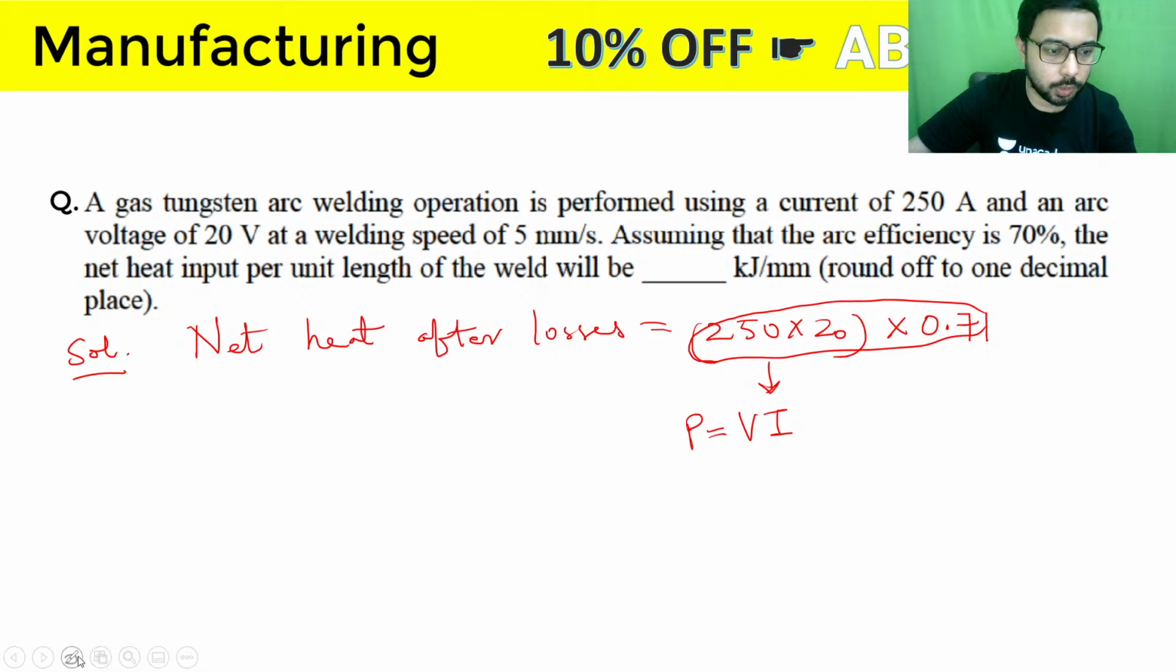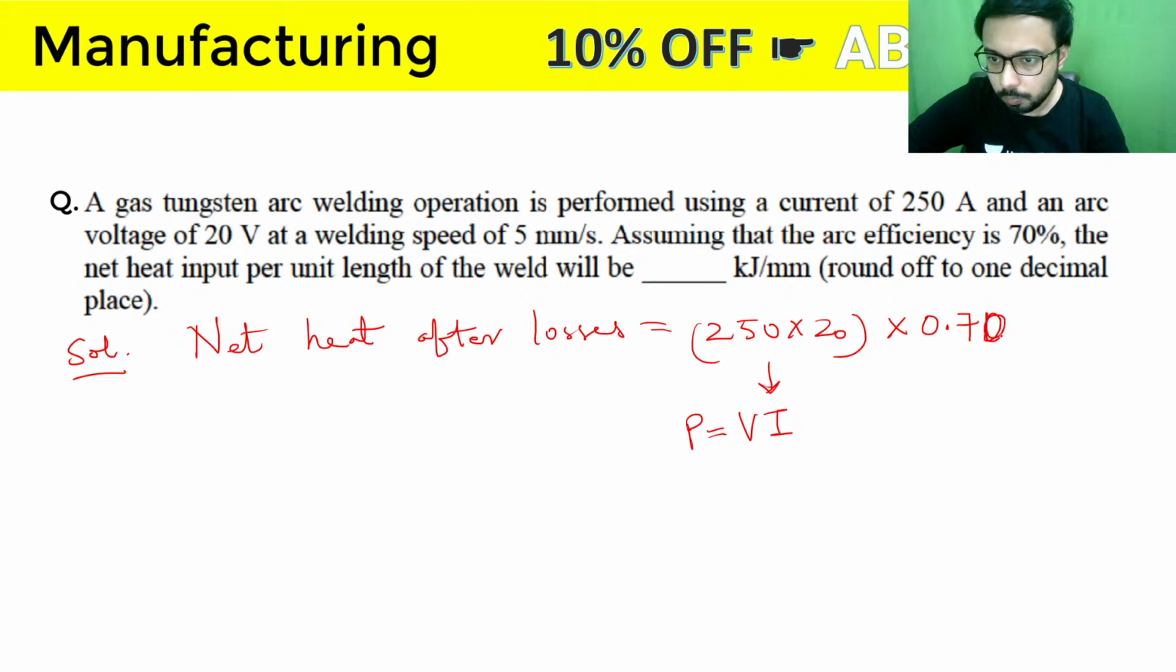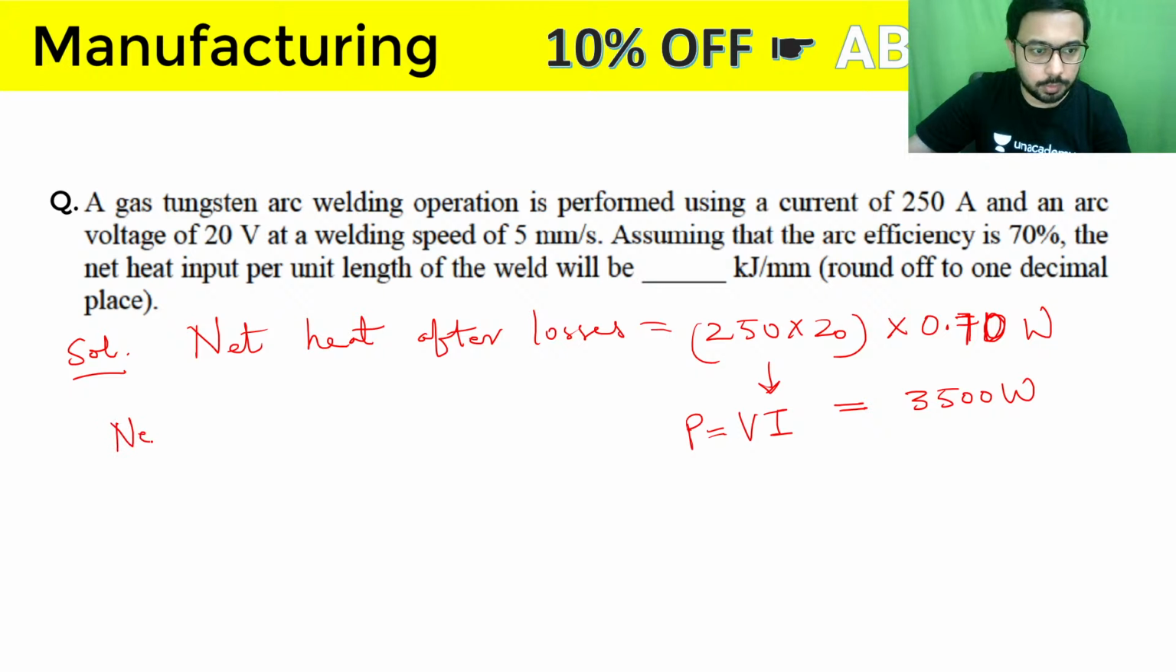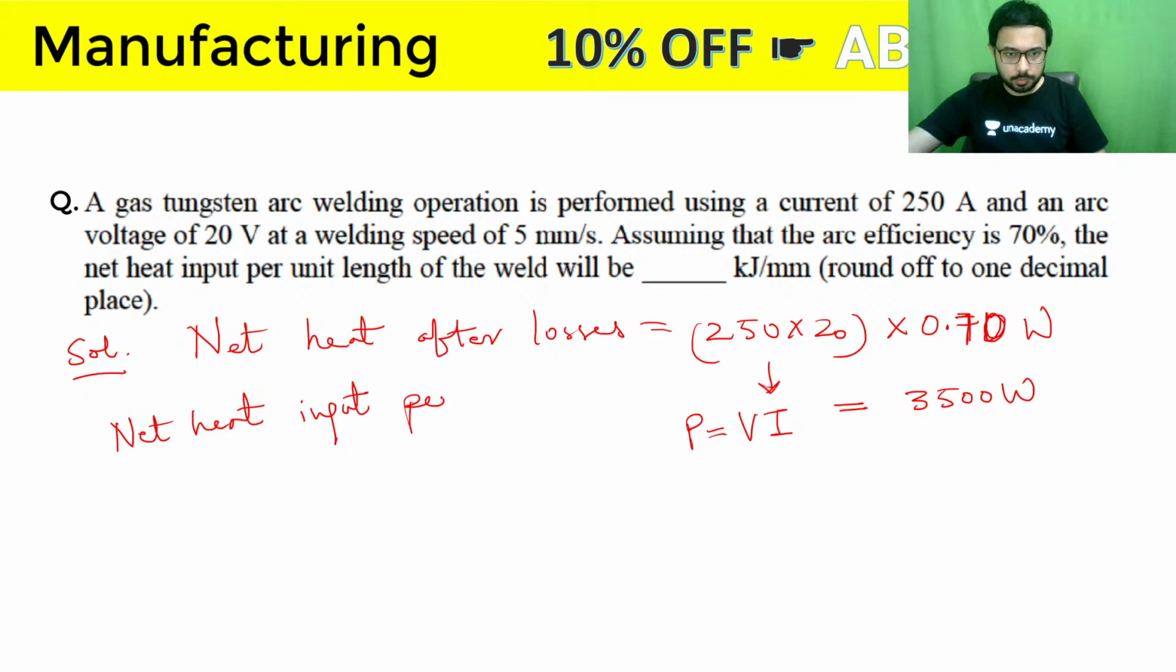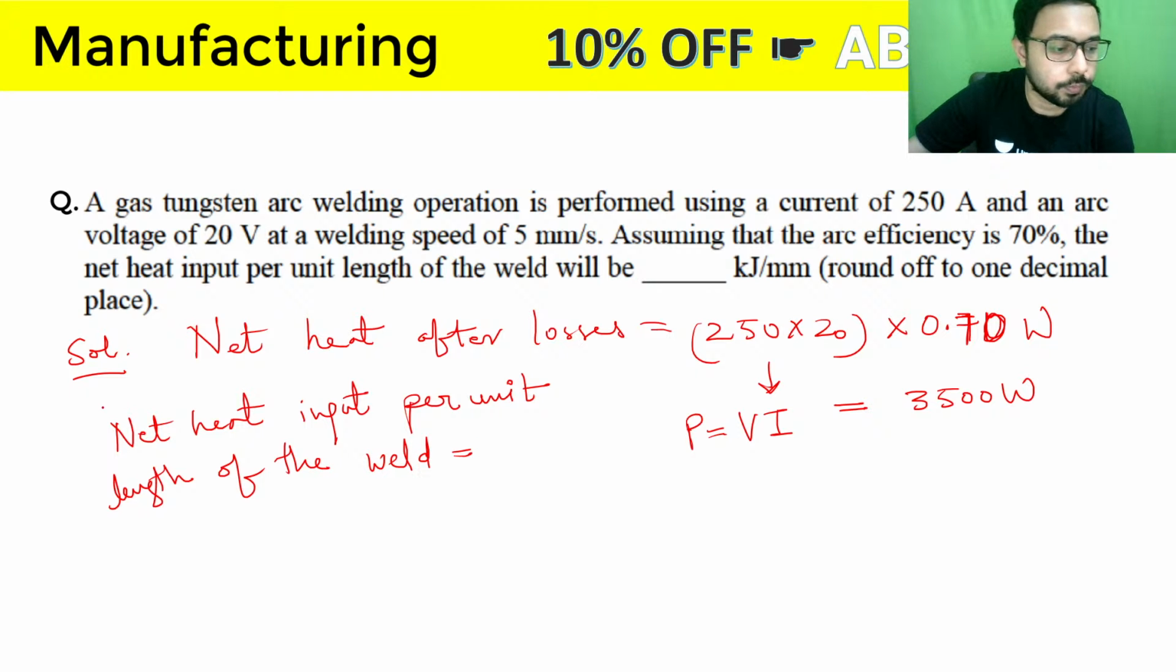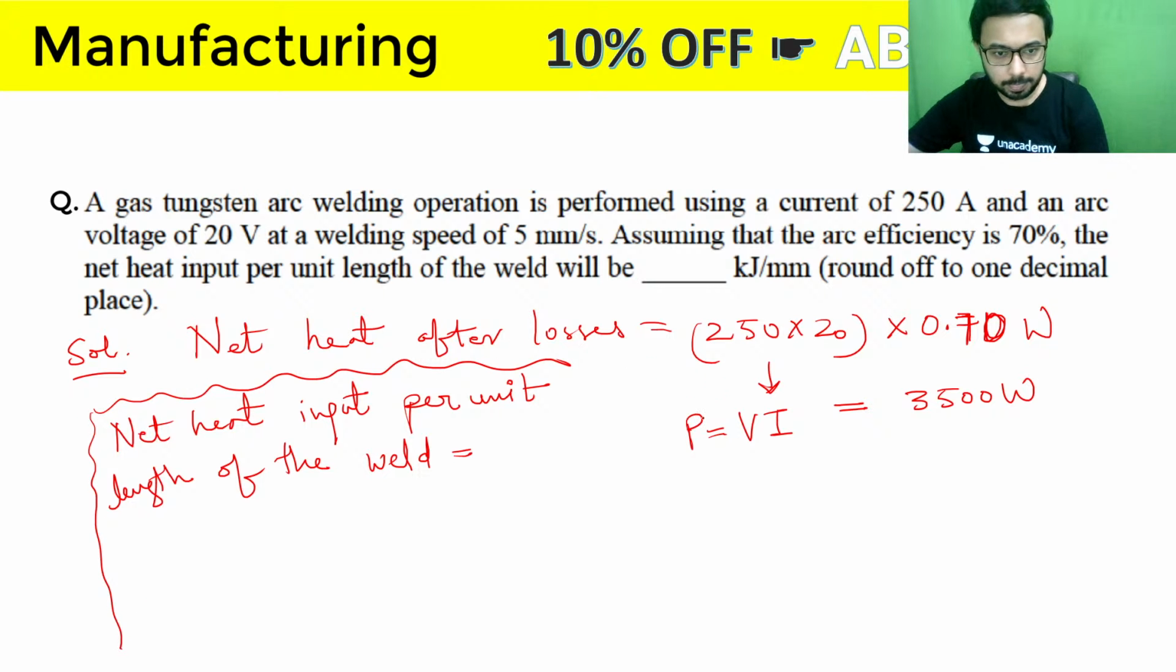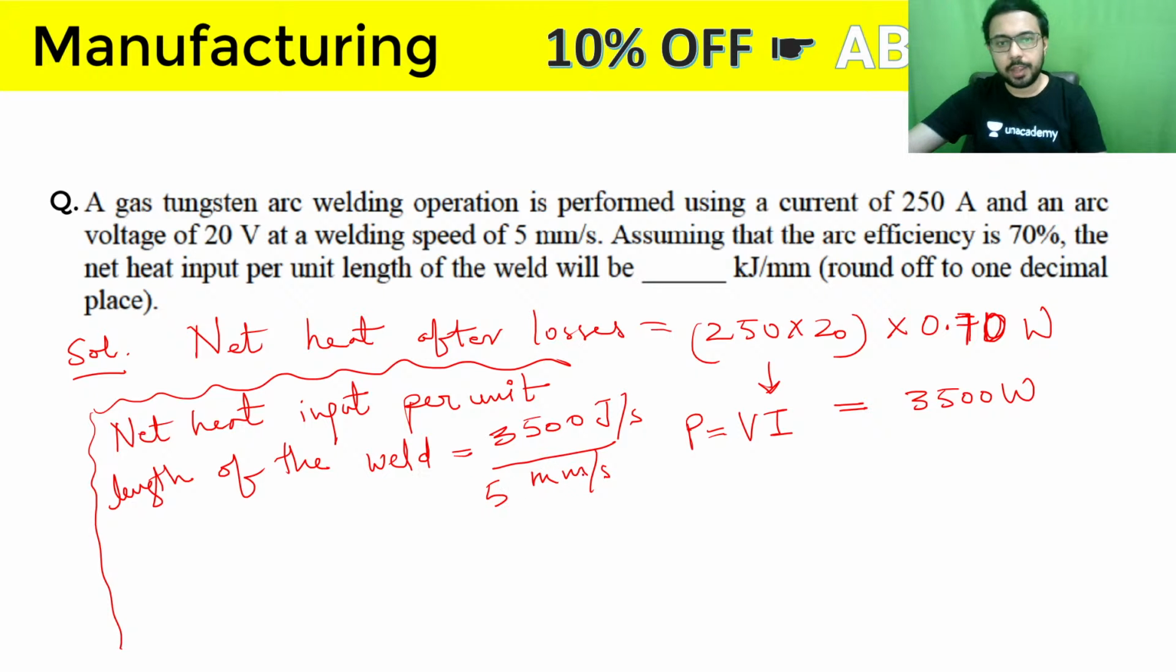So this is the net heat that we are going to calculate here, and let me just write it down. So net heat is equal to simply 3500 watt. And to get net heat input per unit length of the weld, it will be 3500 joule per second divided by mm per second, that is 5, that is the welding speed.